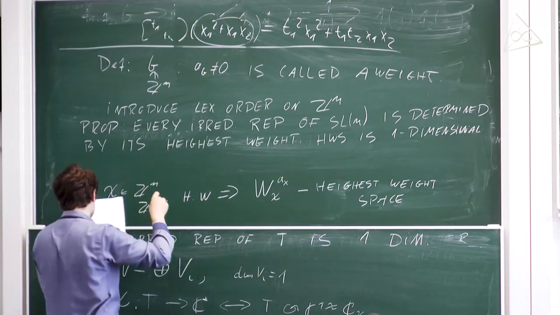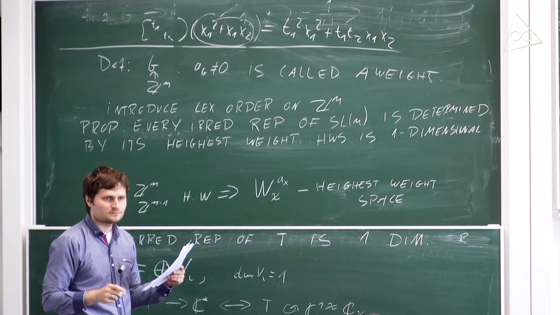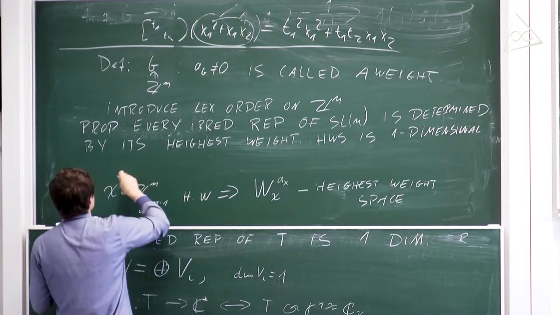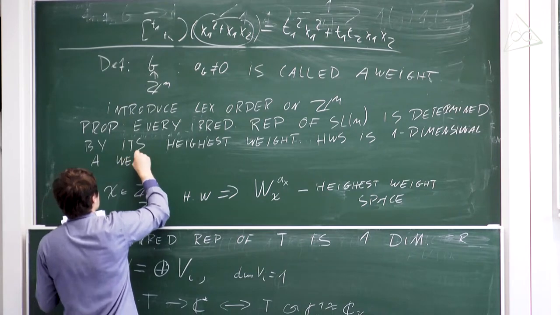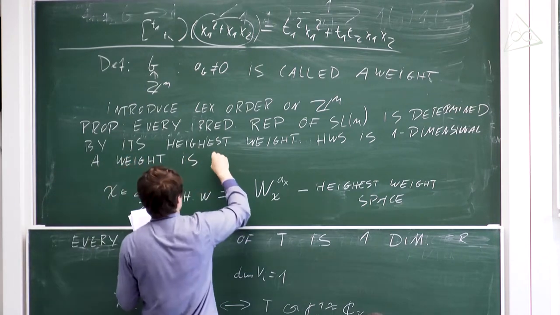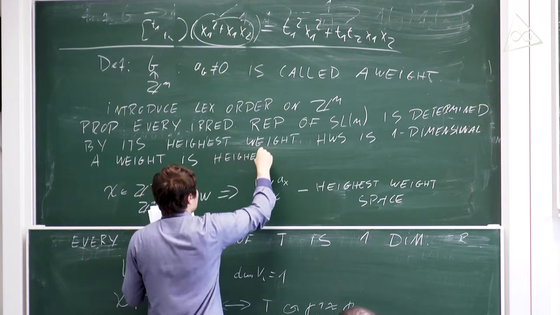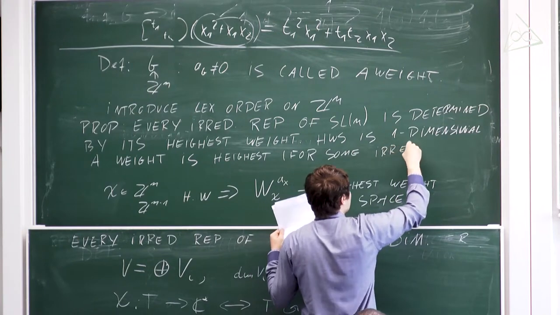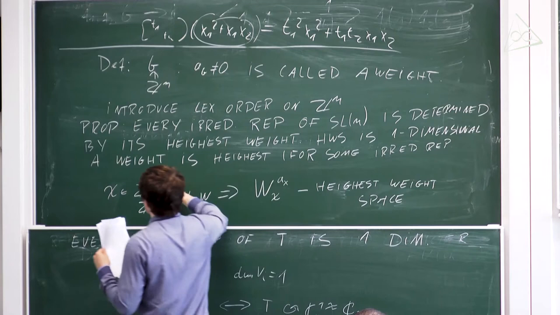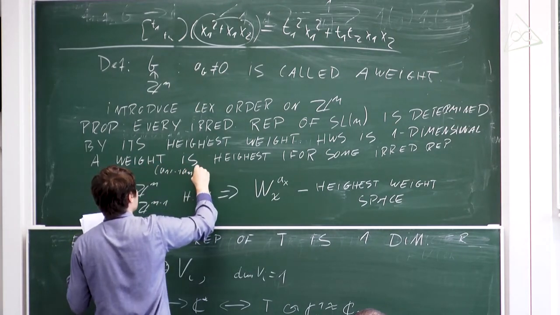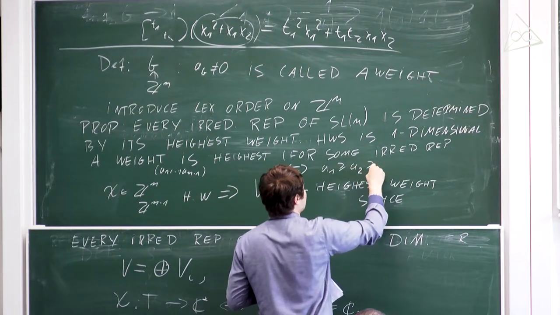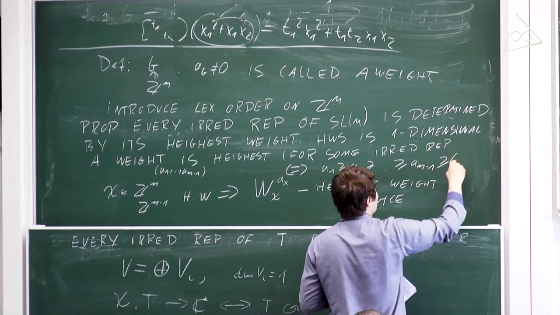Okay. So, can we recover the other components just given the highest weight? Yes, it's combinatorial, it's explicit, and it will not be done here. Okay, and further we can characterize weights. A weight is highest for some irreducible representation if and only if, for a weight a_1 up to a_(n-1), a_1 is greater or equal than a_2, is greater or equal than ..., is greater or equal than a_(n-1), is greater or equal than 0.